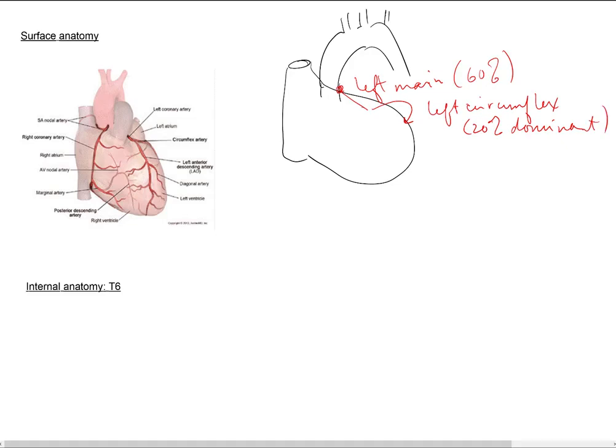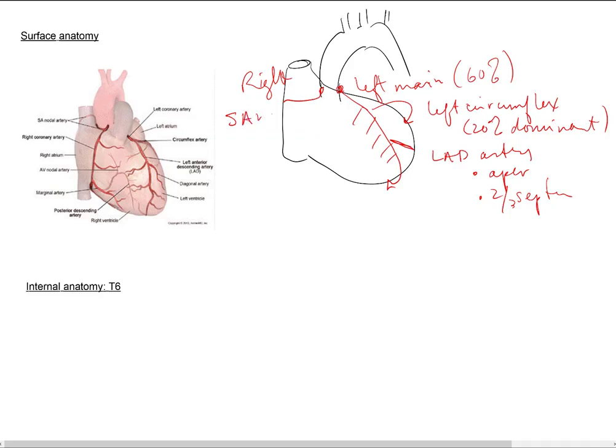Then we come to the all-important main branch here, which is going to be our left anterior descending artery. It does the apex, and it does the anterior 2/3 of the septum. Branches of this tend to be called diagonal branches, but they're variable, so they aren't really given specific names. Compare that now over here on the right side. When we talk about the right coronary artery, the first branch is going to be the sinoatrial node branch.